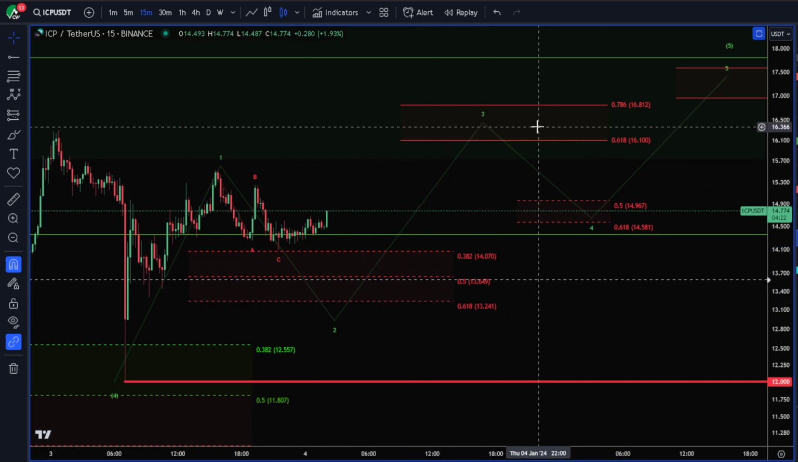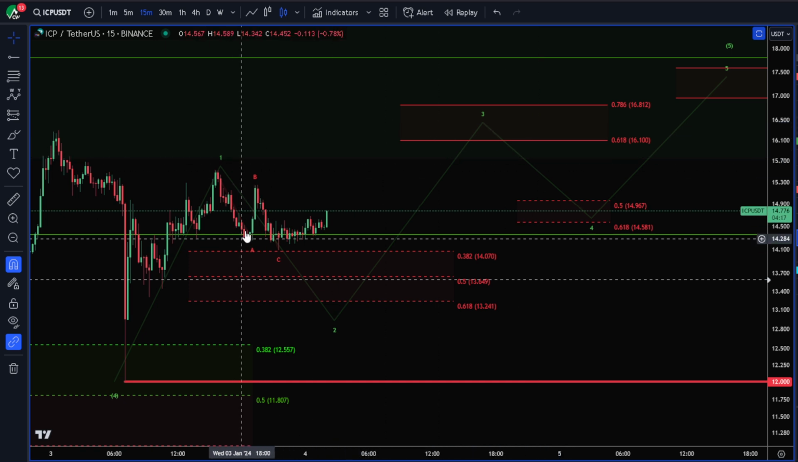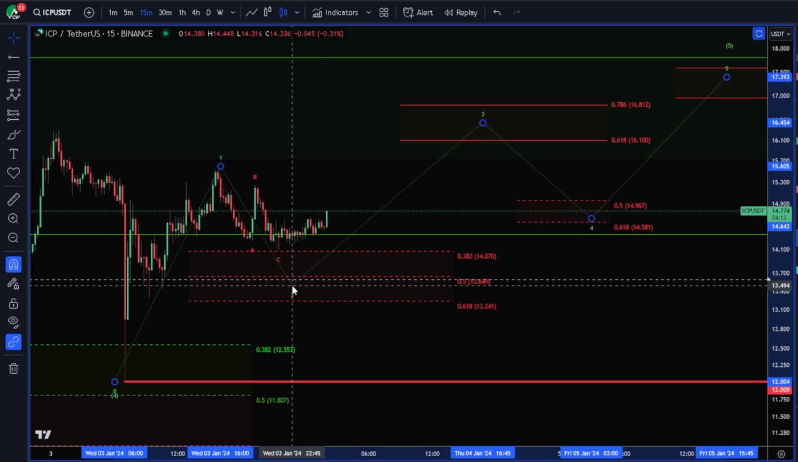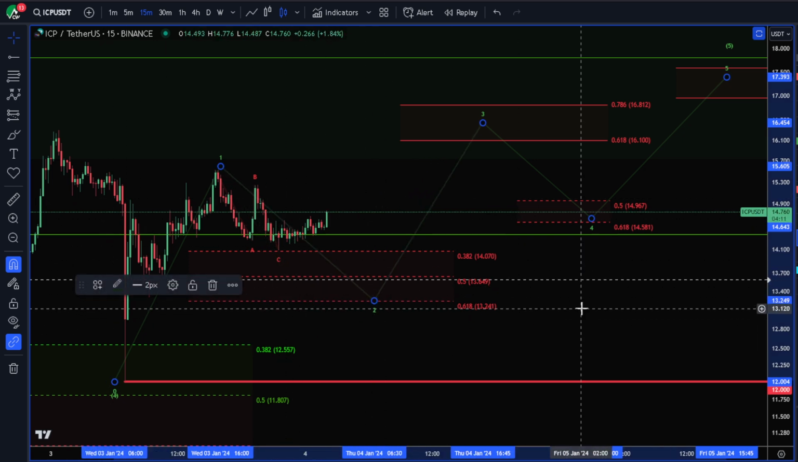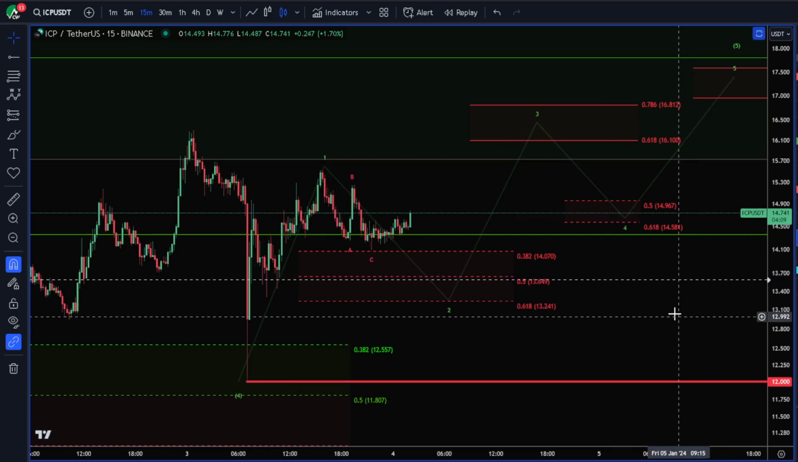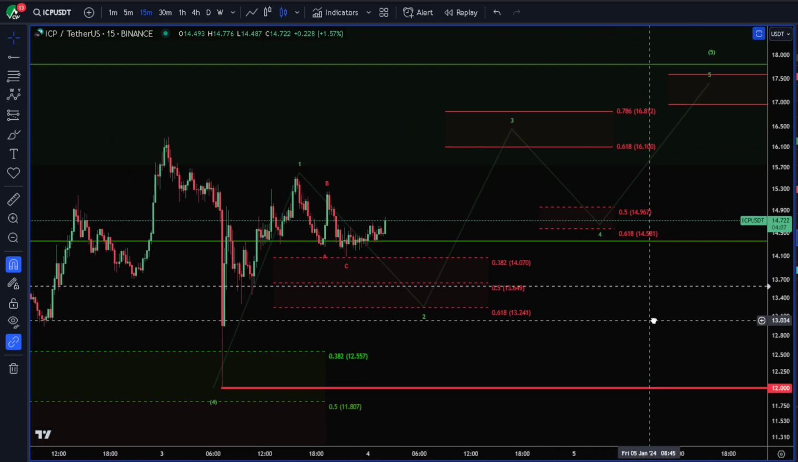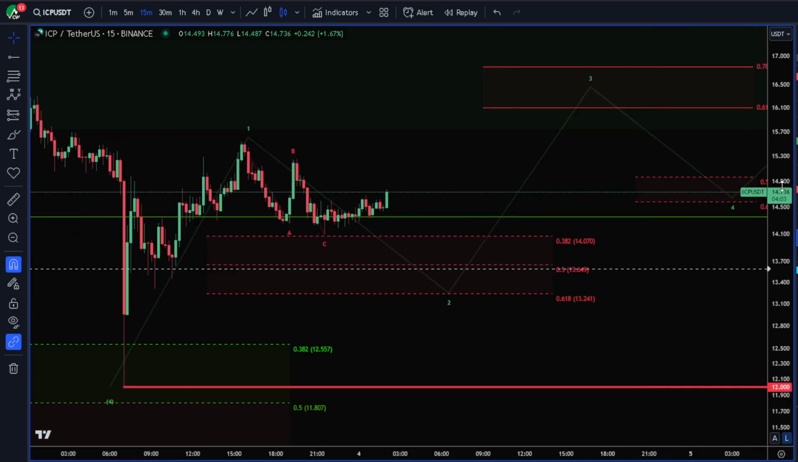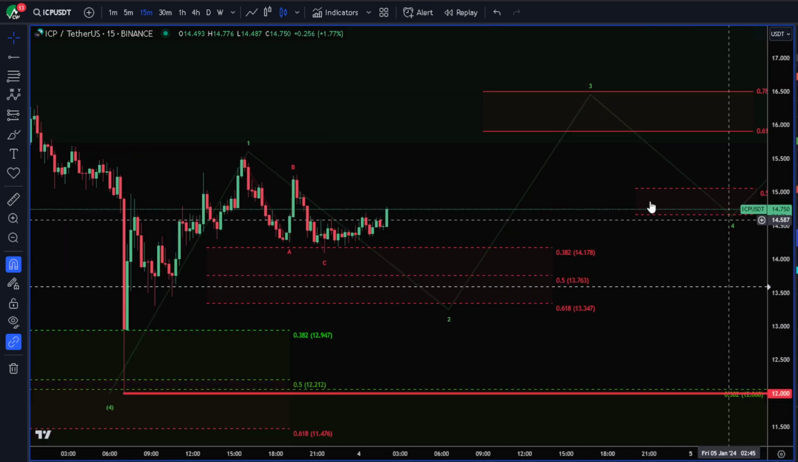So I'm just going to throw up the 15-minute micro level. And I wanted to bring this to your attention that we could be complete here as a 1-2, as the beginning of our leading diagonal, to end up here around 1780 or higher. Now I'm going to trade this a very specific way. I'm going to let the market enter me in.